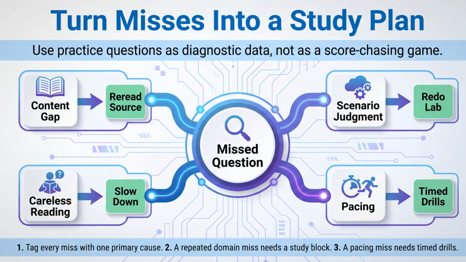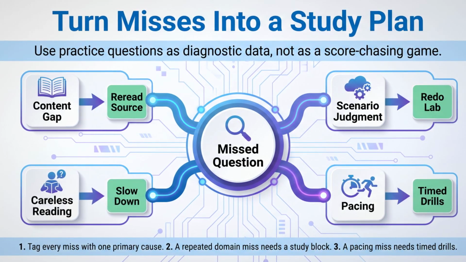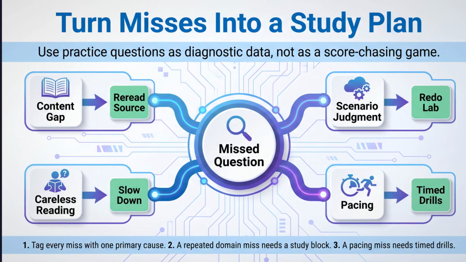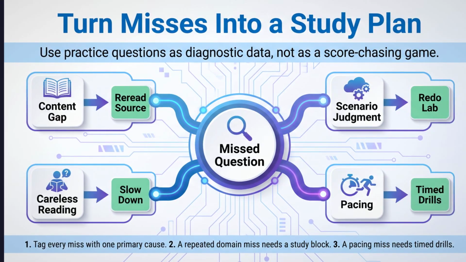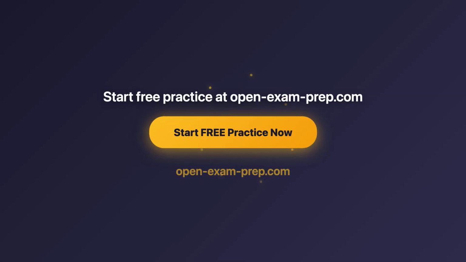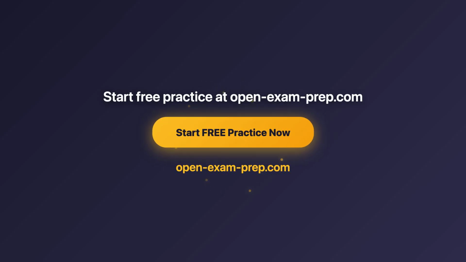A pattern of IAM mistakes means you need to go back to the IAM lab. A pattern of pacing issues means you need more timed drills. This targeted repair is far more effective than just rereading. You're ready for the Associate Cloud Engineer exam when you can operate confidently, not just recognize terms. Build your study plan around doing, diagnosing, and repairing.